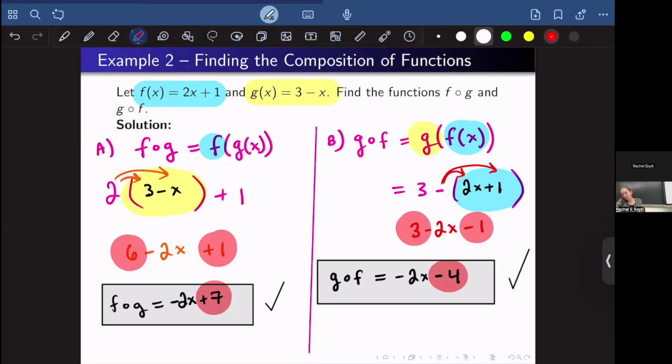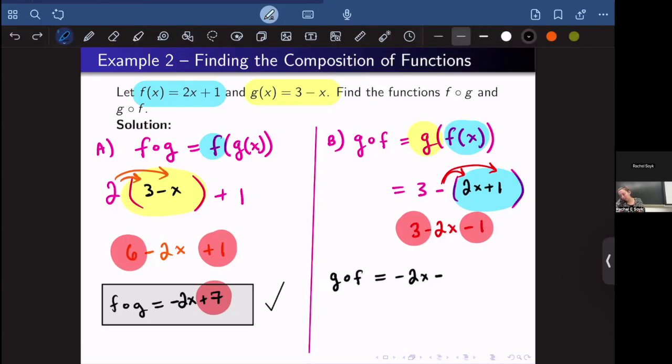And it's not negative 4. Yeah. Thank you. Good catch. You guys are paying attention. Love it.